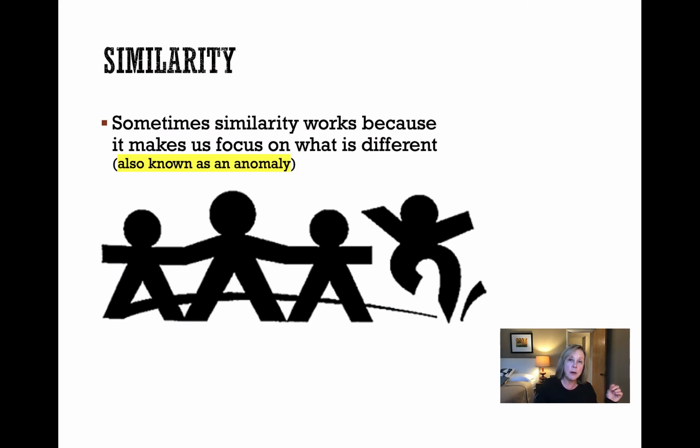Sometimes similarity works because it makes us focus on what is different. And I do want you to know what this is. This is called anomaly. So our brain groups these, but our brain pays attention to this because it's different.